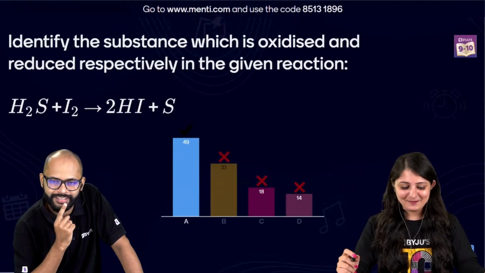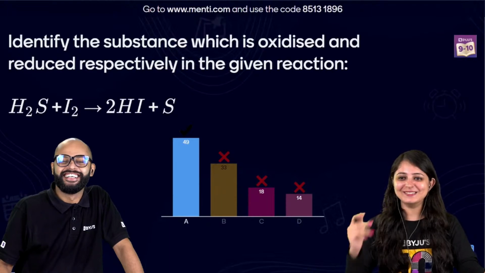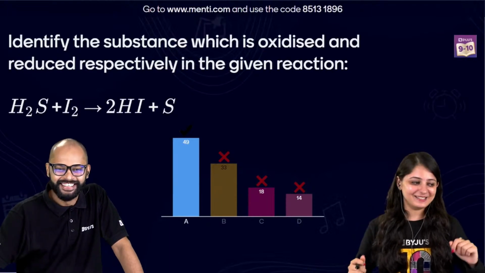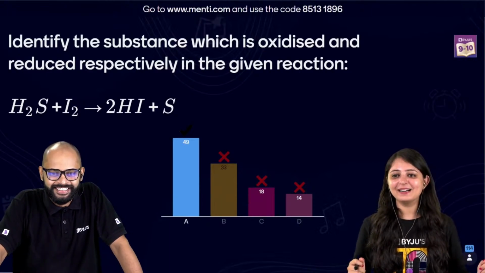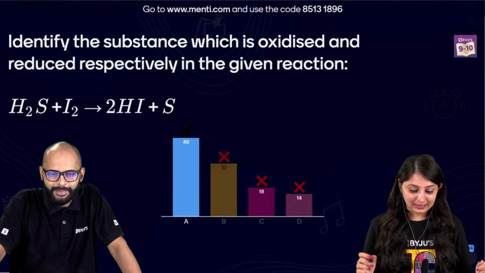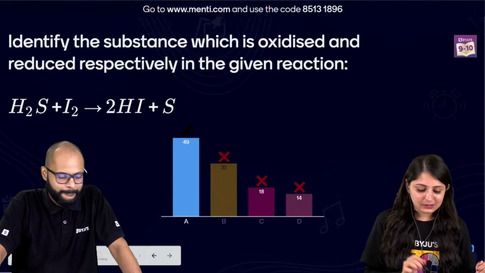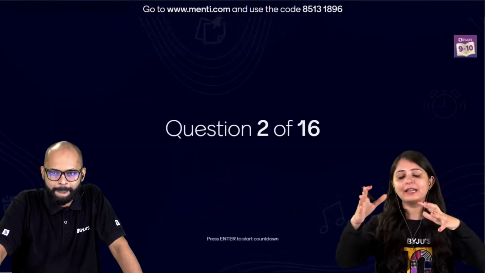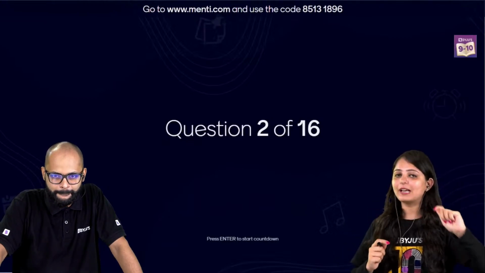Staircase तो बहुत अच्छा बनाया है, but only 49 of you got the answer right. So 49 kids have marked the correct answer. That was option A. See, let's look at the next question. Let me quickly explain what happened over here.